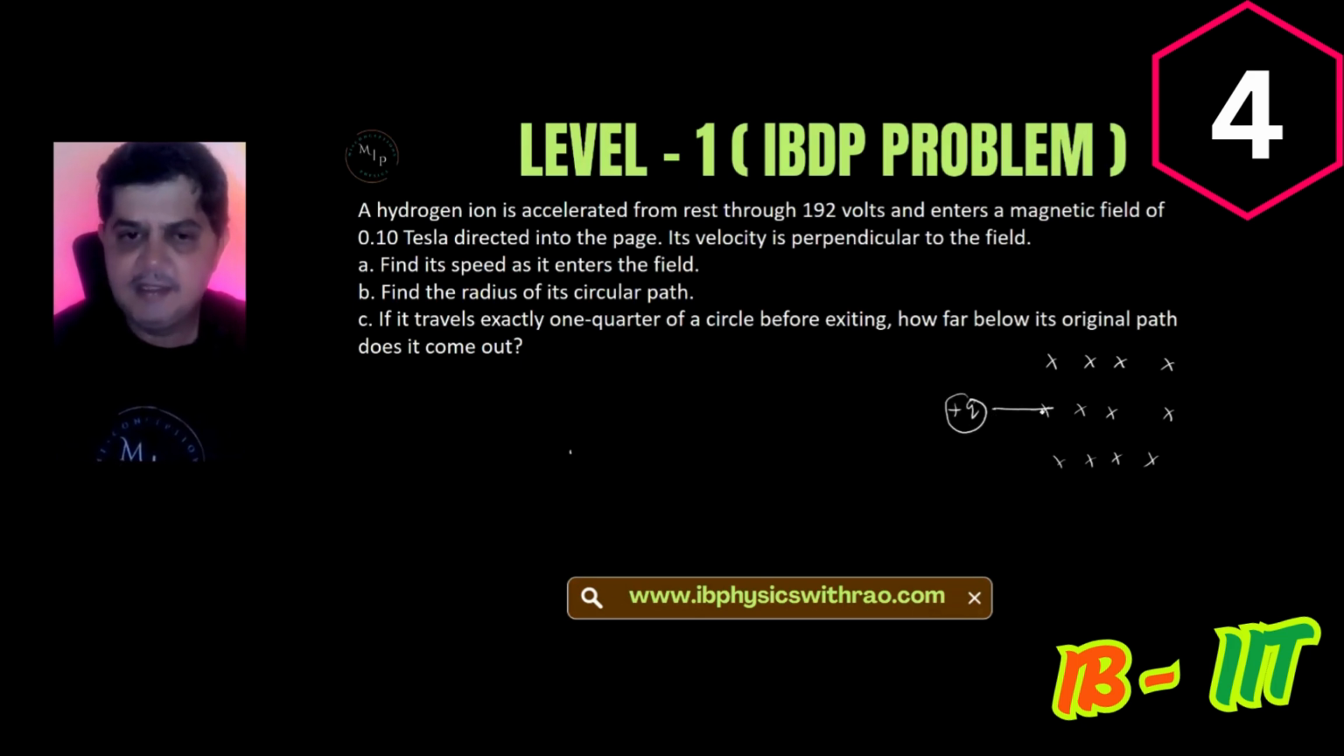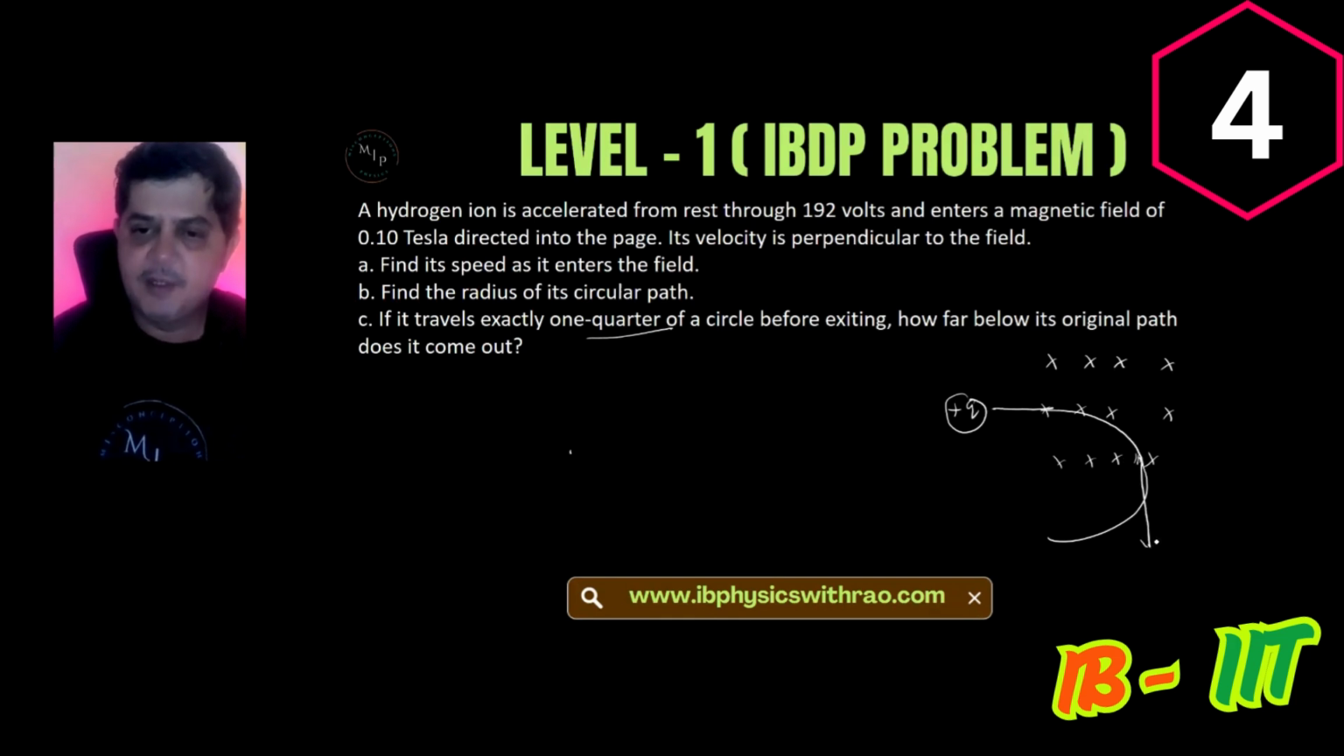It goes like this. And then it says, if it travels exactly 1/4 of a circle... what is 1/4? Now it forms like this and it goes down like this. If I fold this fully, it's one full circle, but it's not going like that. It's exiting out of the magnetic field at this point, coming out like this over here. The moment you draw the diagram, you come to know what the third question is.